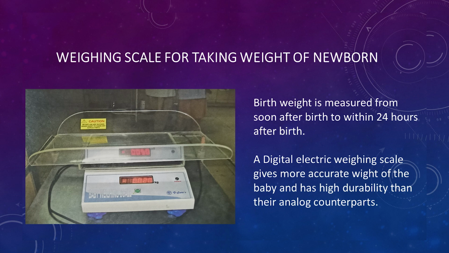Okay, so you can see in this picture, this is an electronic machine on which the baby can be weighed. This is a digital electric weighing scale, which gives a more accurate weight of the baby and has higher durability than the other weighing machines.